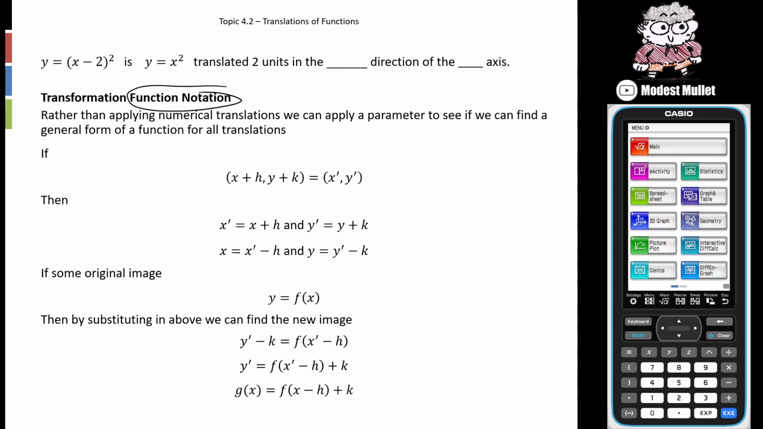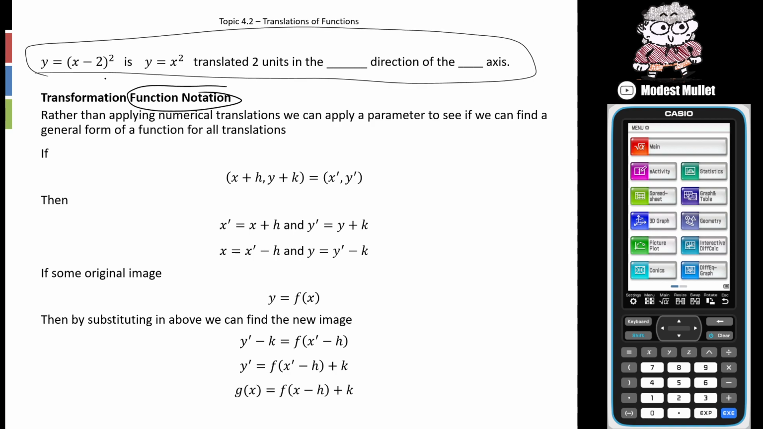And this is working in more general terms. I'm going to use this slide to try and hopefully prove why this is the case. So we go back to our original thing that we can intuitively look at: y equals (x minus 2) all squared is y equals x squared translated 2 units in the positive direction of the x-axis. Let's think in general terms now. Let's think of this as an h. We can use parameters. We can think of an h, and we can even think of the plus k on the end. Why is that always the case? Why does that h appear there inside the square, and why does the k always end up at the end?